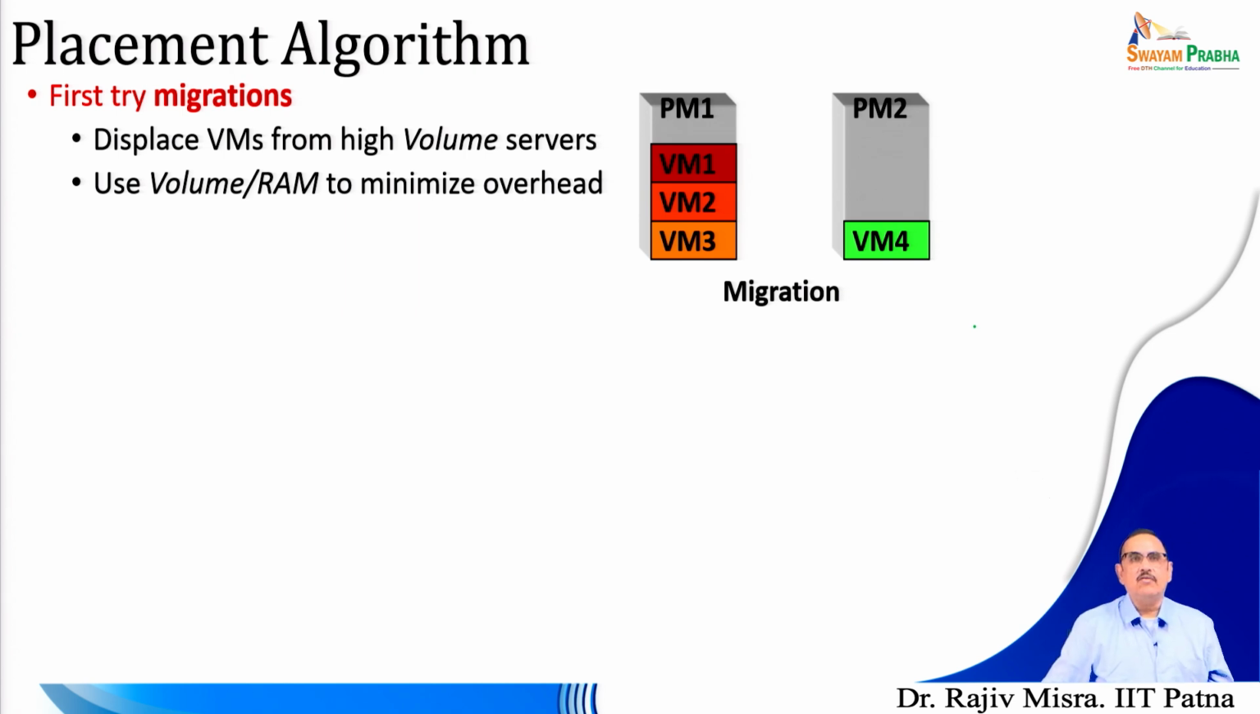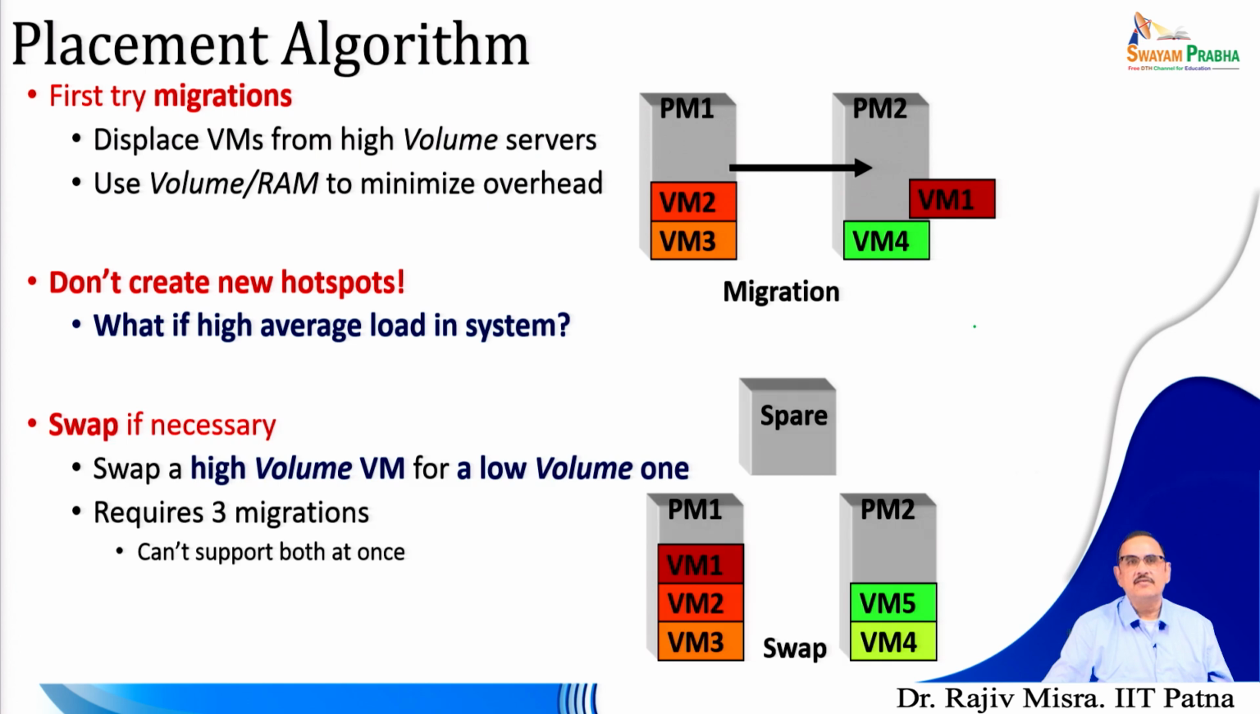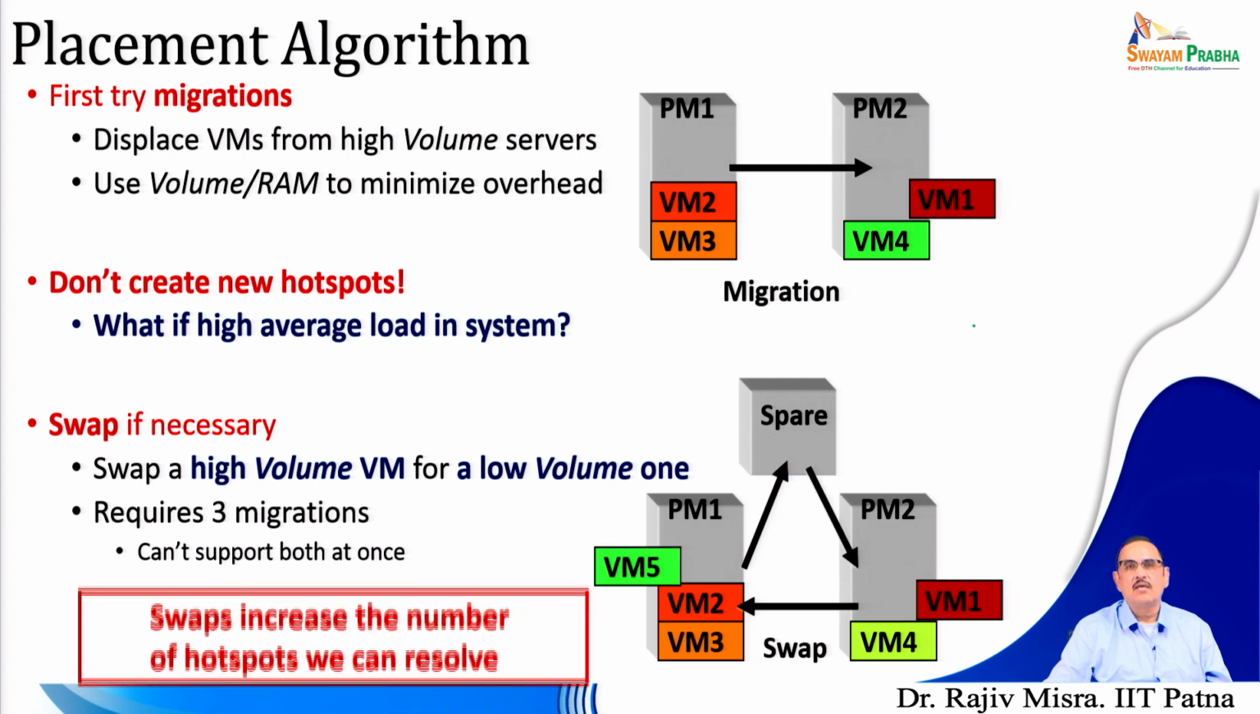So, let us see the placement algorithm. First, try the migrations: displace the virtual machine from the high volume servers, using the volume per RAM ratio to minimize the overhead. What if the high average load is there in the system? Then swap, if it is necessary. Swap a high volume virtual machine with a low volume virtual machine. Swaps increase the number of hotspots that we can resolve in this manner.